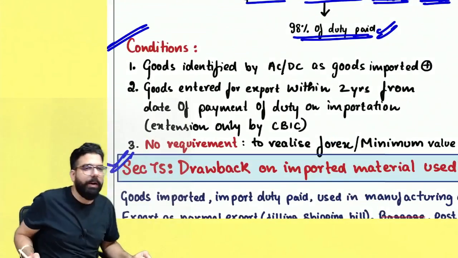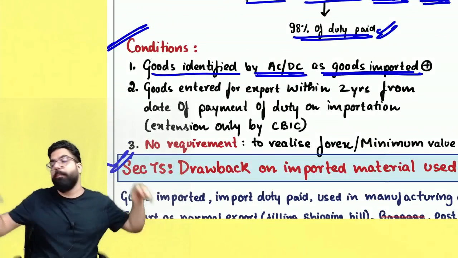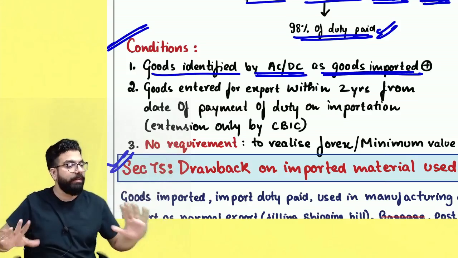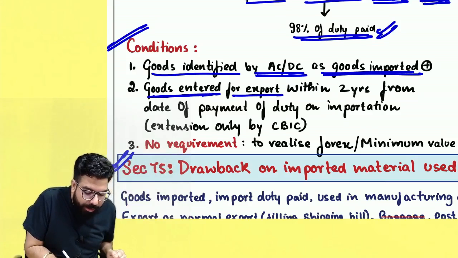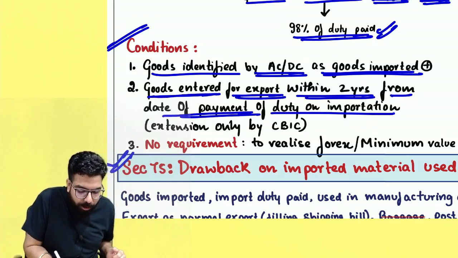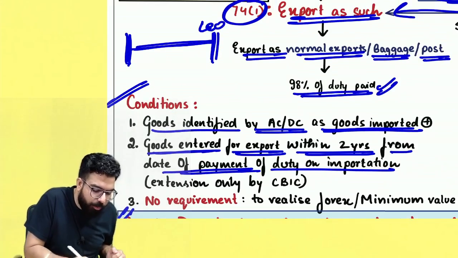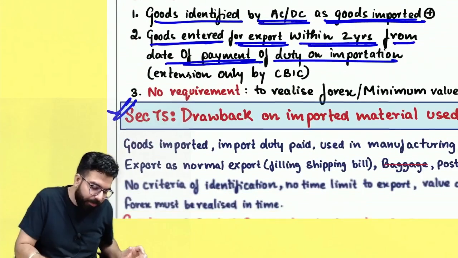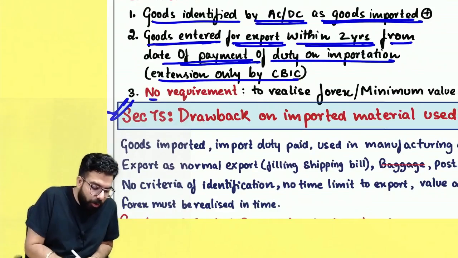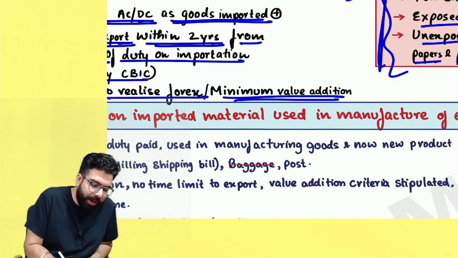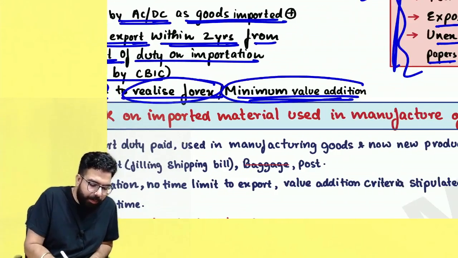Sir, there are always some conditions under section number 74. Goods will always be identified by the AC or DC as the goods which were imported, because only what you have imported you have to export. So the AC or DC will verify that what you had imported is what you are exporting. Secondly, goods should be entered for export within 2 years from the date of payment of duty on importation. When you imported, you paid the duty. The export order should be within 2 years from the date of payment, or an extension can be given only by the CBIC. Sir, there is no requirement to realize foreign currency, and no minimum valuation criteria, etc.